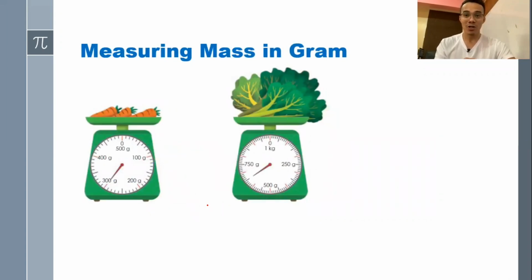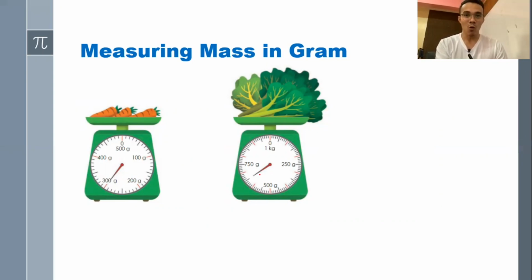How do we measure mass in gram? Look at the weighing scales. Are these 2 weighing scales the same? If your answer is no, you are correct. These 2 weighing scales are not the same. Why? Because they have different scales.